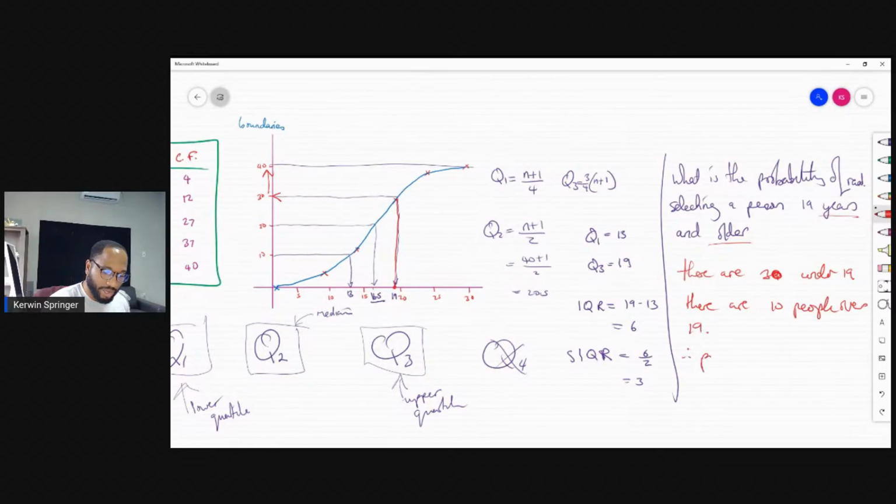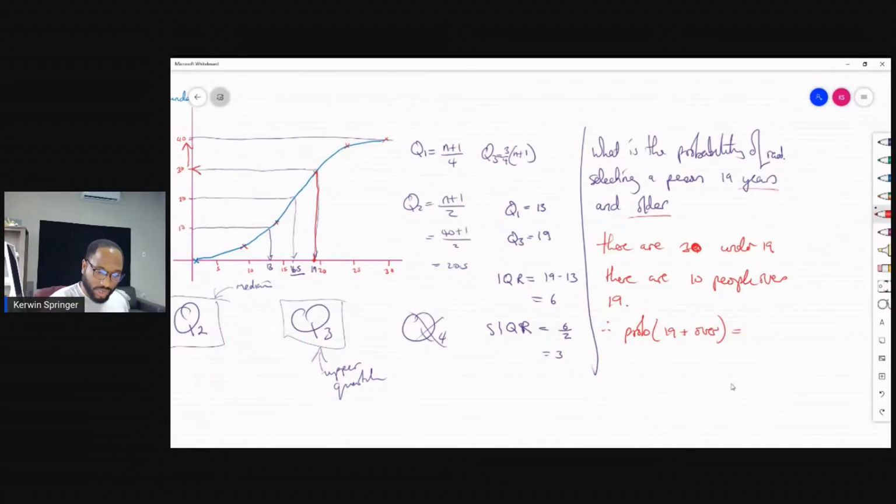So therefore the probability for 19 and over would be the desired outcome over the total number of outcomes. So it's a quarter. Now you can write your probabilities as fractions, as decimals, or as percentages.